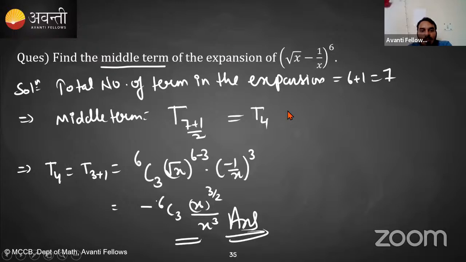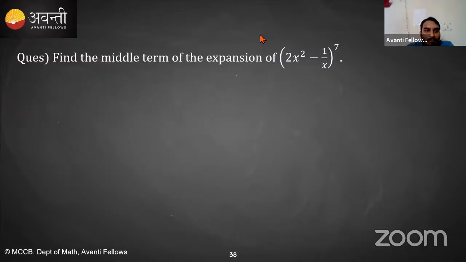Middle term: we just have to look at the total number of terms. If the total number of terms is odd, then (number of terms plus 1) by 2 will be the middle term. Right? Very good, Subham. If it is clear, students, let's solve one more example.